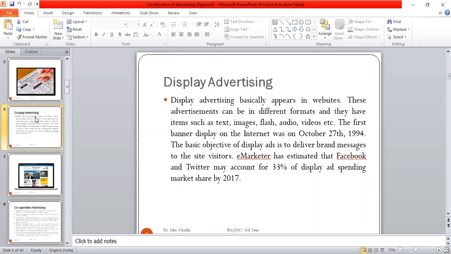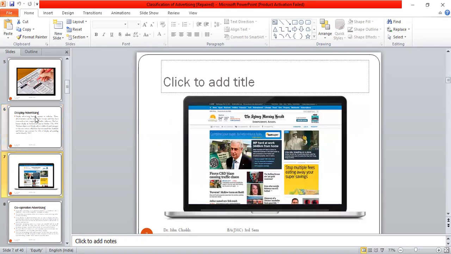The main aim of these display ads is to deliver brand messages to site visitors. You must have seen sometimes on Facebook, Twitter, or even Insta, the ads just pop up. In the year 2017, 33% of display ad spending by eMarketer was on Facebook and Twitter. So this is a type of ad. Whenever you open any online website, the ad appears.